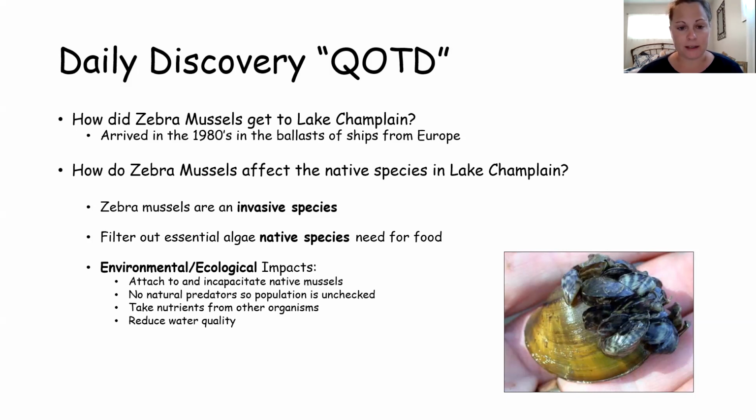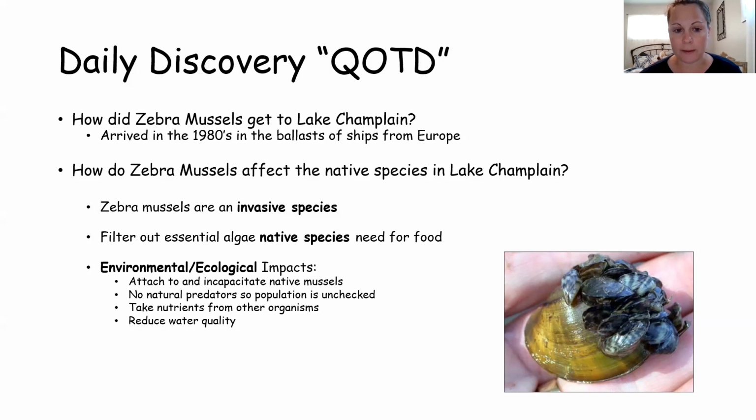Some environmental impacts that the zebra mussels have is they attach to native species, literally attached to them, and they can take nutrients from organisms that belong. They have no natural predators, so their population just grows unchecked because they outcompete the native species for food, space, etc. When all that algae is taken up and the ecosystem stability is upset, that can also result in poor water quality.